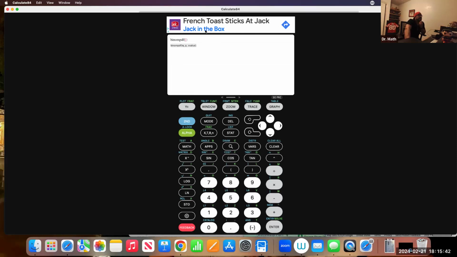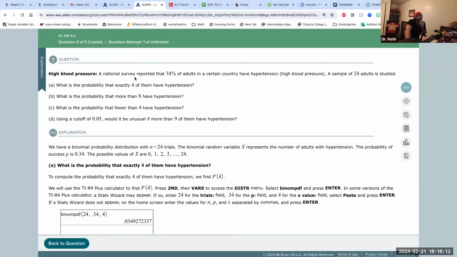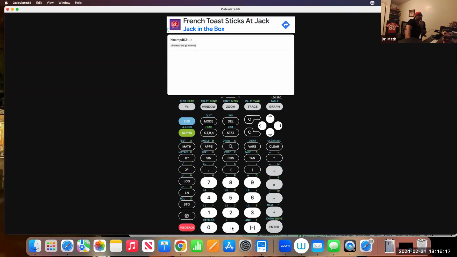All right. So binomial PDF, the first thing it's going to ask you for, your calculator is going to look a little different than this because your calculator is probably going to be a little fancier than mine because we be broke over here. So the first value it wants is the n value, right? How many people? Well, we said 24. Then we put a comma, in your calculator it's trials, right? And then it's going to want the p-value. Like, what's the probability that they give you? In this case, the national survey reported that 34% of adults have hypertension. So we're going to put 0.34.